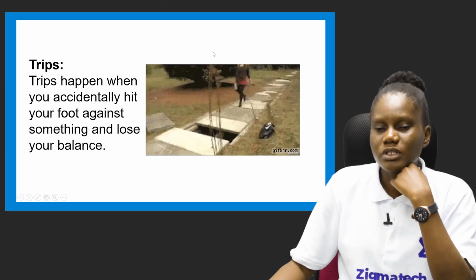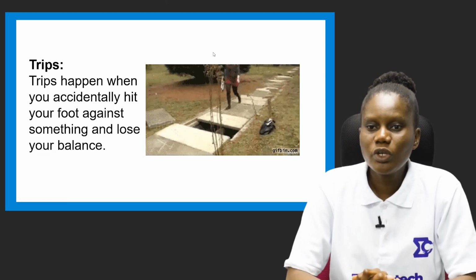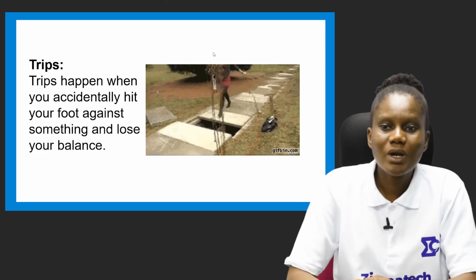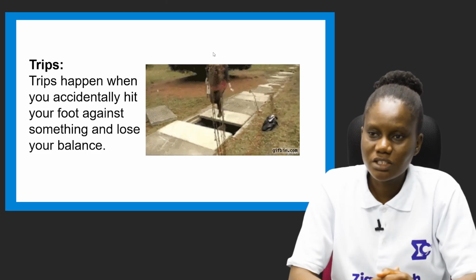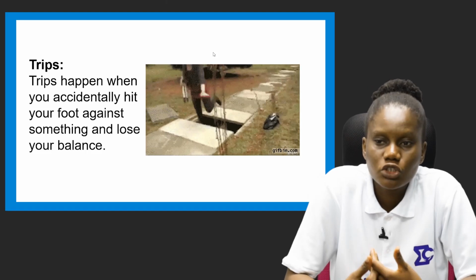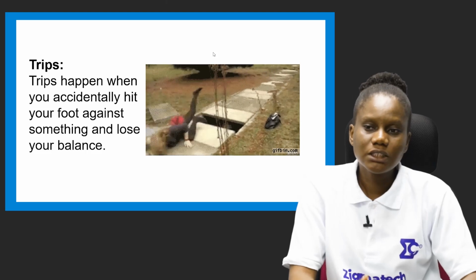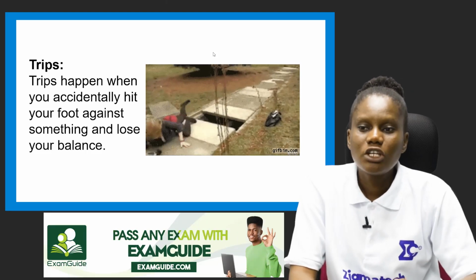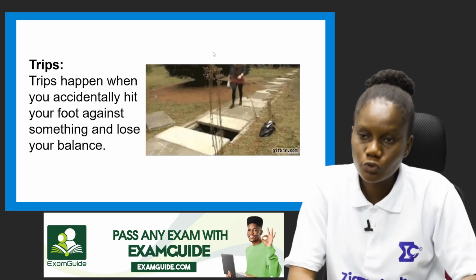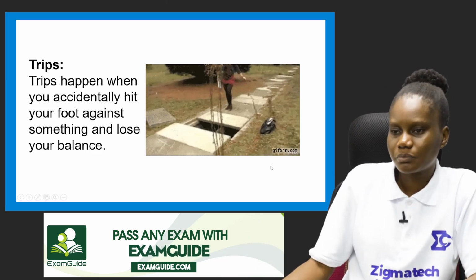Number two is trips. Trips can happen just like you saw in that video. That is a trip. Trips happen when you accidentally hit your foot against something and lose your balance, and it can happen anywhere, especially in school. Maybe you were rushing into your classroom and not minding the step or the staircase, you accidentally hit your foot or miss your step, you can trip and fall.